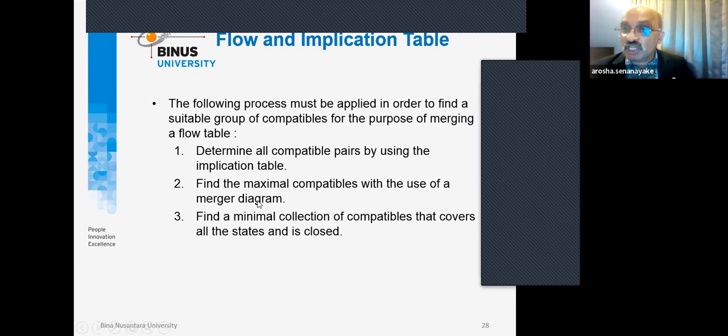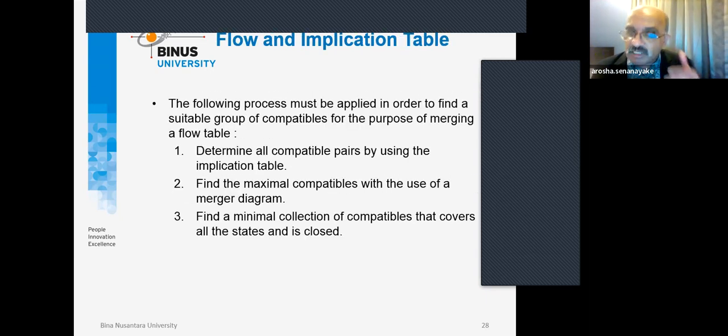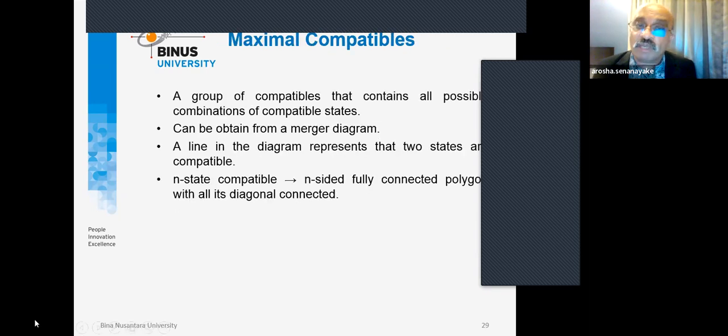So you initially use the implication table from the flow table, and then later on, once we get compatible states or compatible pairs, you look at the maximum compatibles by using merger diagrams. Of course, we will see the merger diagrams step by step. I just want to go for the merger diagram first, and then come back. So then we will see how we can do it first.